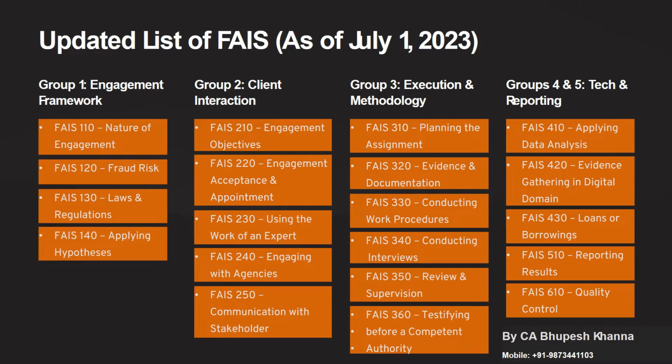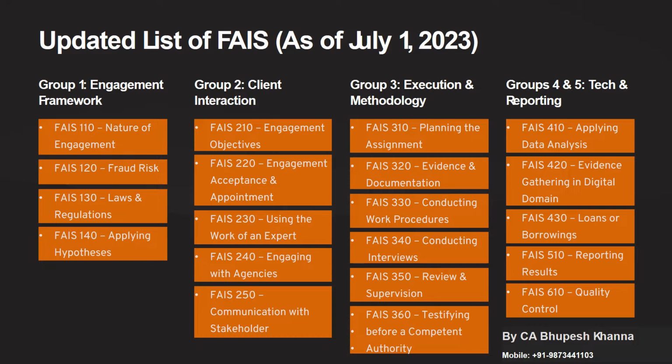In Group 3, Execution and Methodology, there are 6 standards. FAIS 310, Planning the Assignment. FAIS 320, Evidence and Documentation. FAIS 330, Conducting Work Procedures. FAIS 340, Conducting Interviews. FAIS 350, Review and Supervision. FAIS 360, Testifying before a Competent Authority.